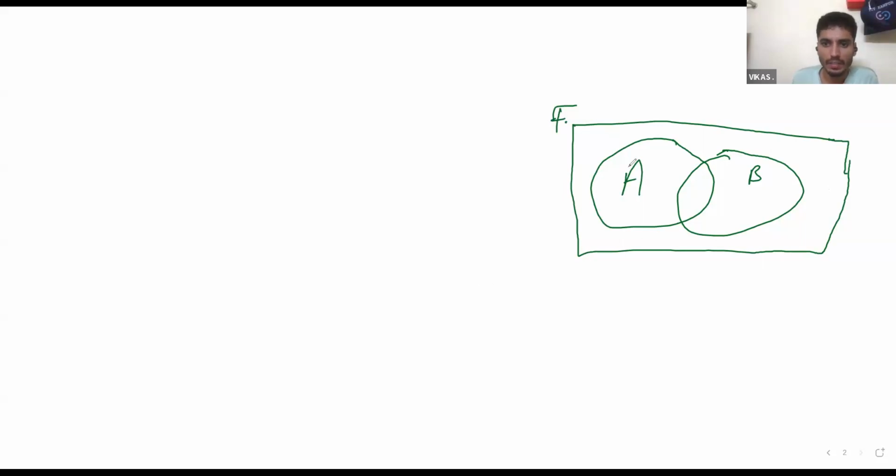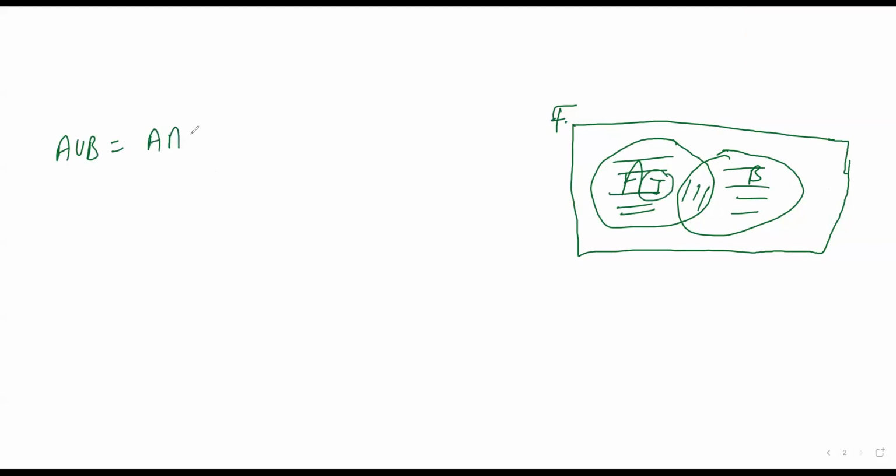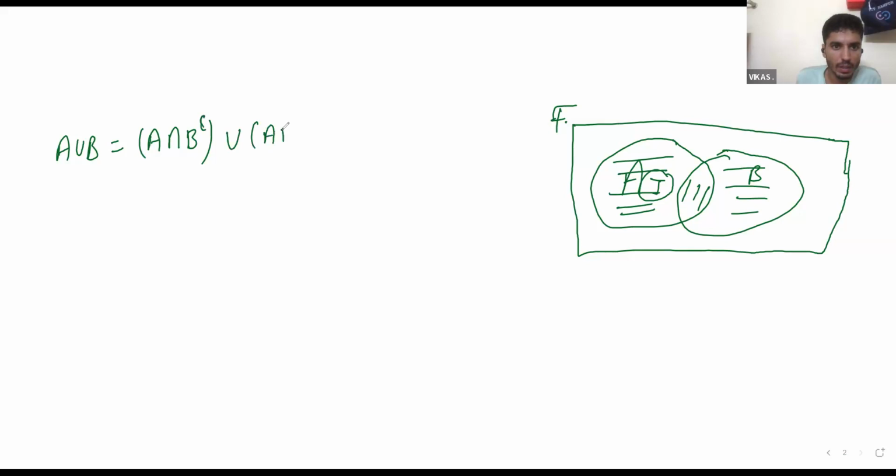If I ask what A union B is, I can write it as this portion union this portion union this portion. So what is this first portion? This first portion is A intersection B complement, right? And the second portion is A intersection B. And the third portion is this one, which I can write as A complement intersection B.